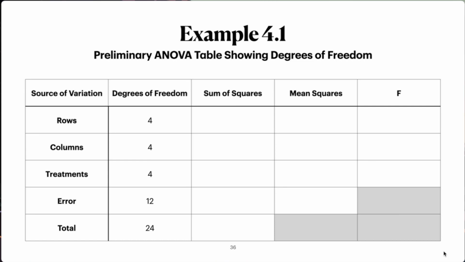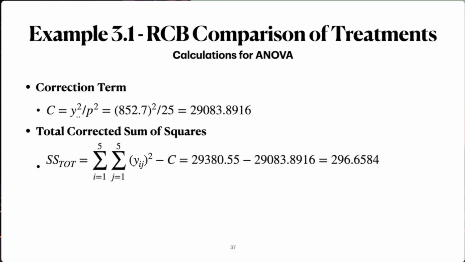All right, and so next we need to calculate the sums of squares for rows, the sums of squares for columns, treatments, and so forth. And so the first thing we'll do, as usual, is calculate the correction factor, the correction term, capital C.